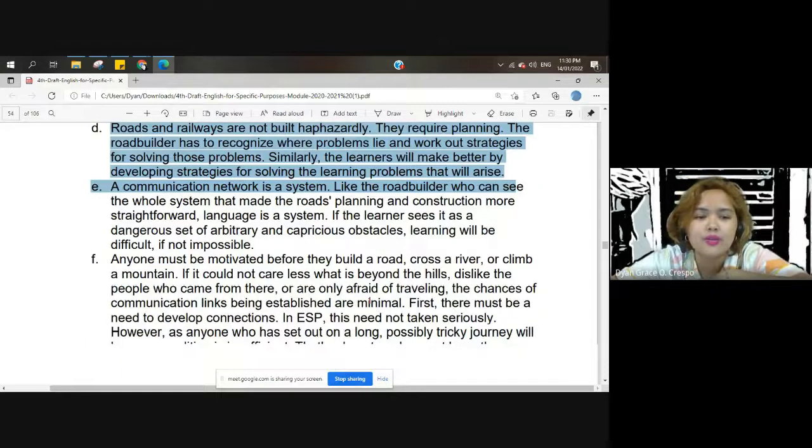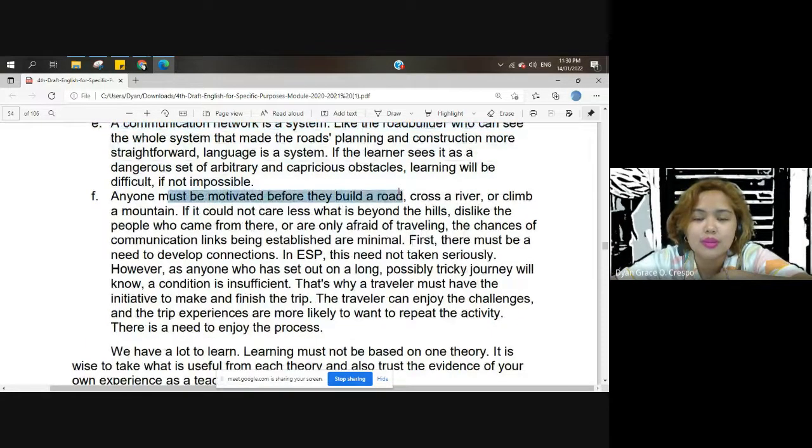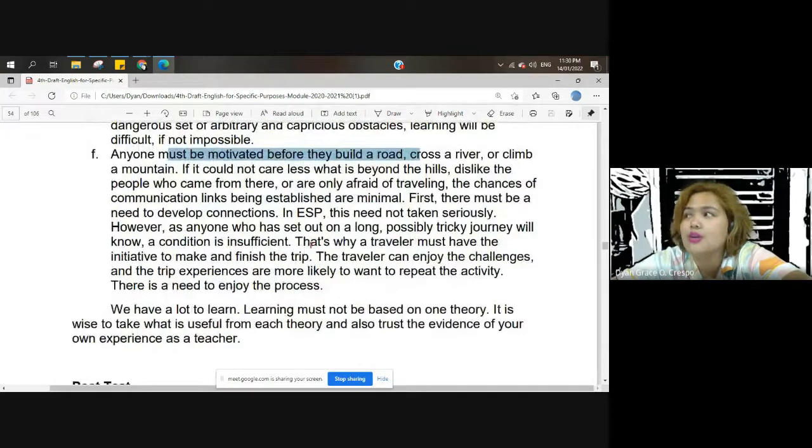Okay. Anyone must be motivated before they build a road, cross a river, or climb mountains. So it's very important that you are motivated. And as a teacher, we need to help our students.